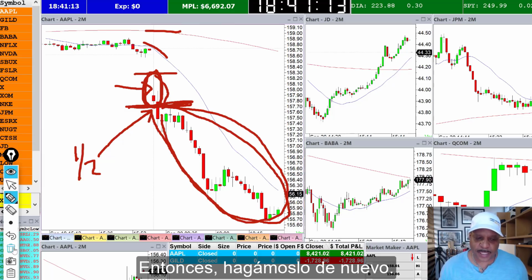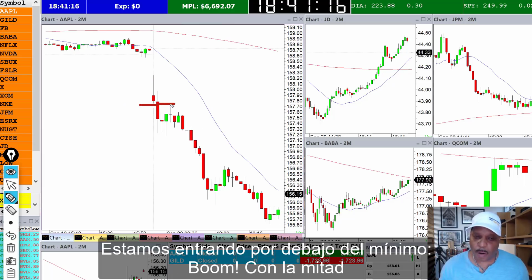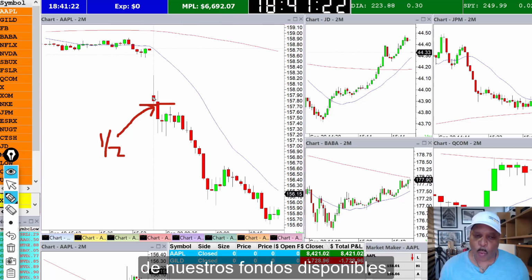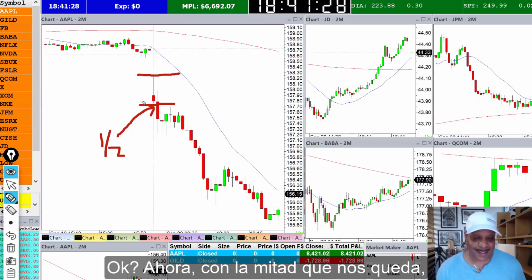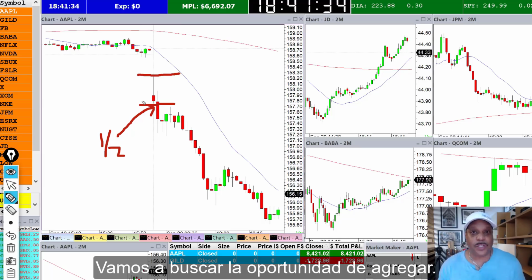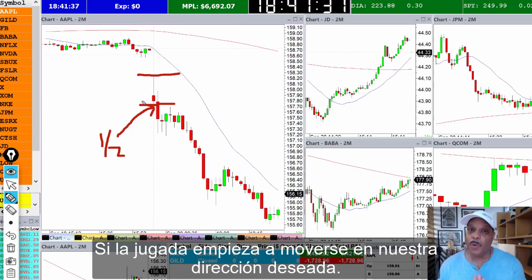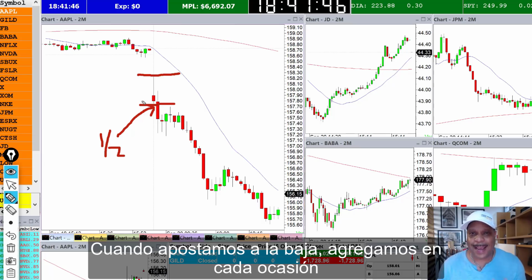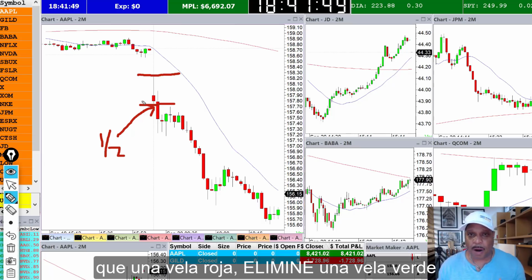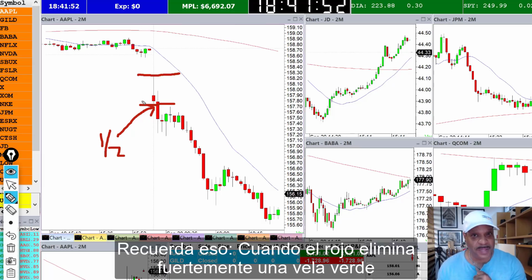So our protection, let's do this again. We are entering below the low, boom, with half of our available funds. Our protection goes above the high of bar number 1. Okay? Now, with the remaining half, we actually want the opportunity to add if the play starts moving in our desired direction. And if you recall, what I taught you on Saturday was to add, when we are betting on the downside, we add every single time a red bar snatches away a green bar. You remember that? When red snatches away a green bar, we add.